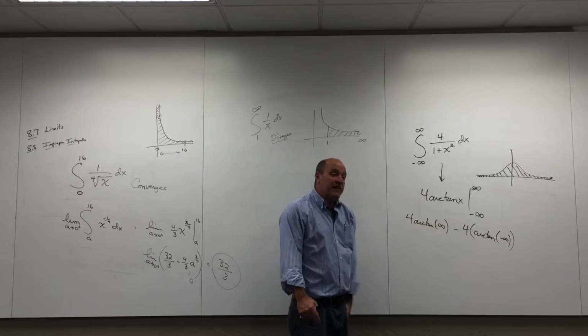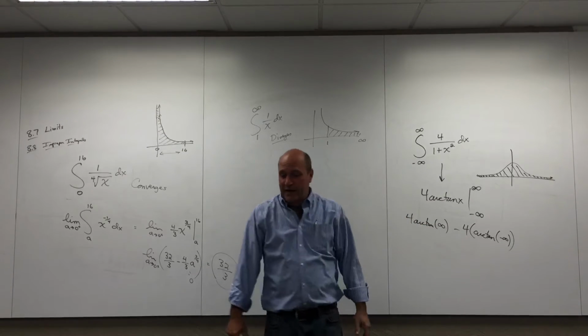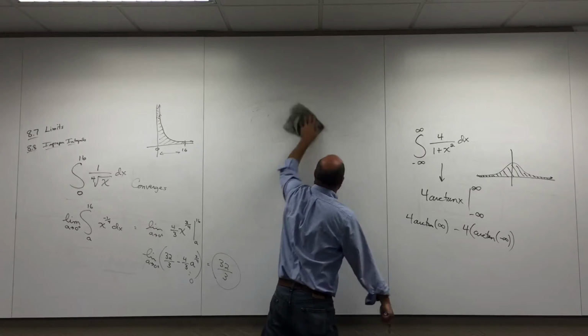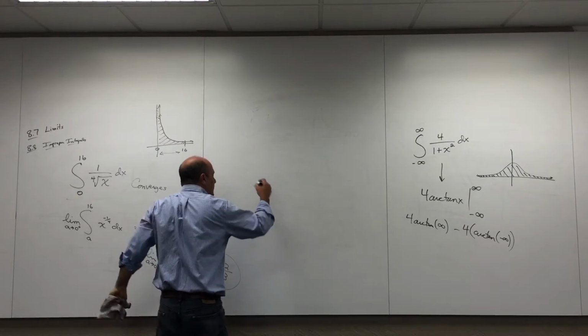Anyway, the arctangent of infinity is pi over 2. I don't know. How do you know that? Oh boy, let me help you. I mean, do I have to? Let's do trig again. No, not really.